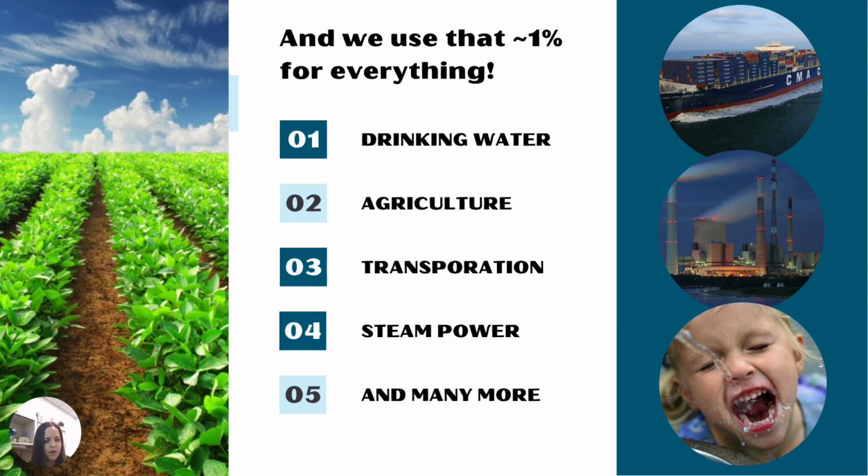We use that for drinking water. We use it for agriculture. In some instances, it's used for transportation, steam power, and lots of other things. So anything that we need potable, basically non-salted water for, is 1% of the water available on Earth.